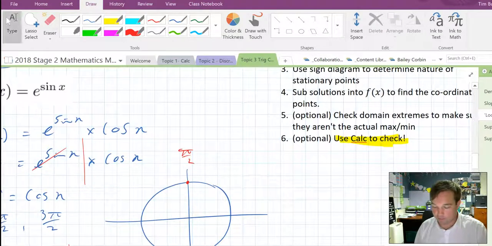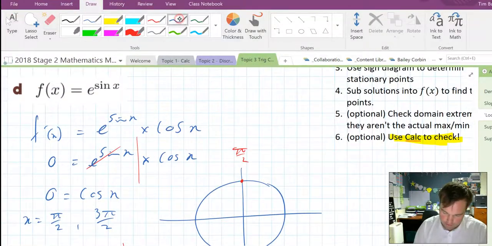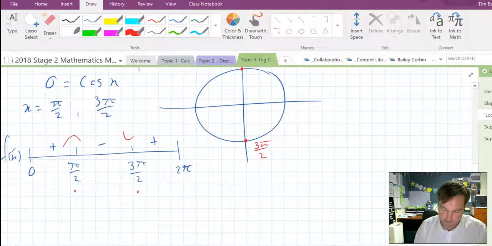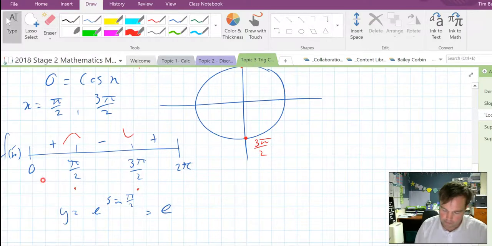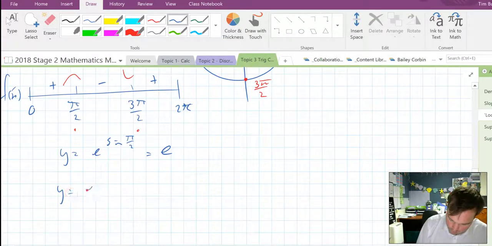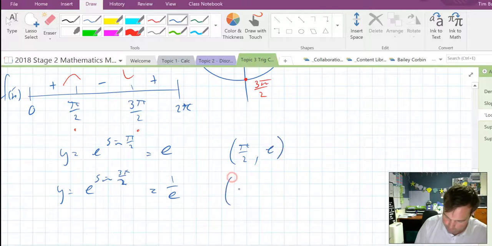Now to find the actual points, we would have to sub these two values back into the original equation to get the solution. So let's do that. If we sub in pi on 2 to where x is, we have y equals e to the sine pi on 2. Sine pi on 2 is 1, so it just equals e. Y equals e to the sine 3 pi on 2. Sine 3 pi on 2 is minus 1, so it equals e to the minus 1, or 1 on e. So our points are pi on 2, e and 3 pi on 2, 1 on e.